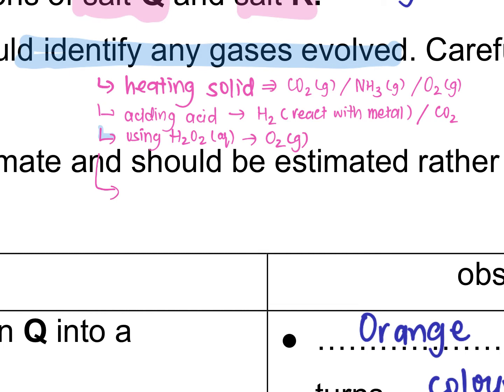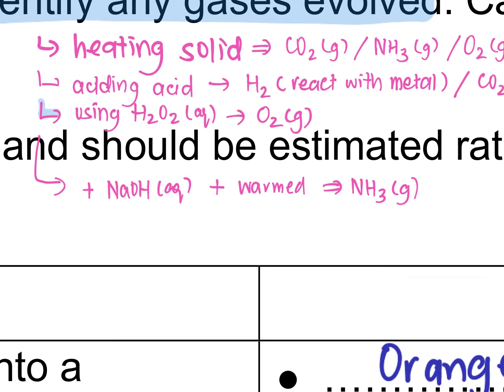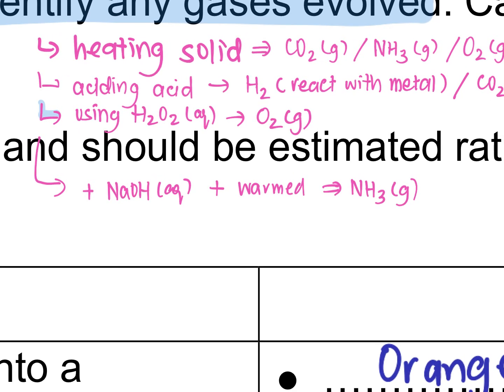If you are adding sodium hydroxide, okay, if you are adding sodium hydroxide, then you warm. What are you testing for? Where got NH4? NH4 is a gas. Yeah, this one you're testing for ammonia gas. So usually when you add your aqueous sodium hydroxide, you're just testing for the cation. But if they ask you to warm, you're actually testing for ammonia gas.